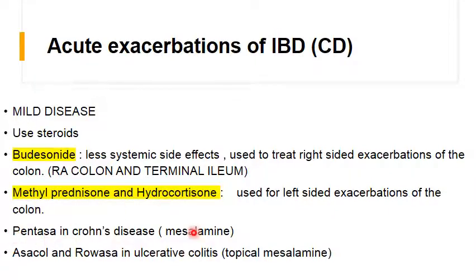Pentasa is the name of mesalamine used in Crohn's disease. Asacol and Rowasa are topical mesalamine used in ulcerative colitis. Pentasa, mesalamine for Crohn's. Asacol and Rowasa are topical mesalamine for ulcerative colitis.